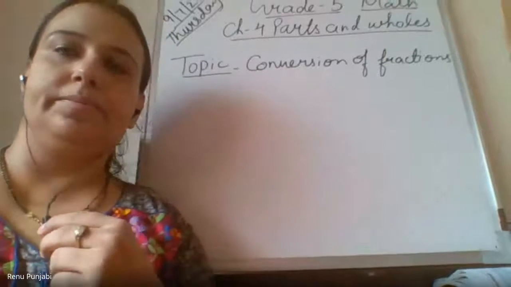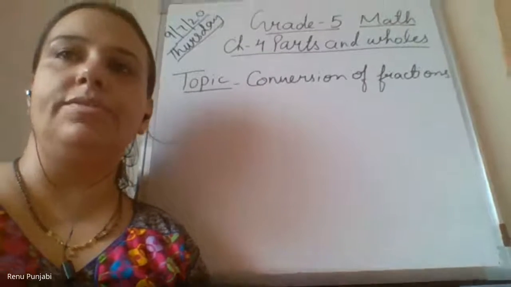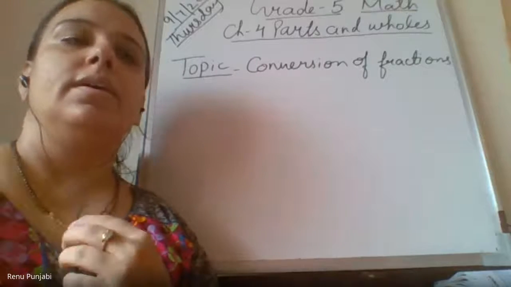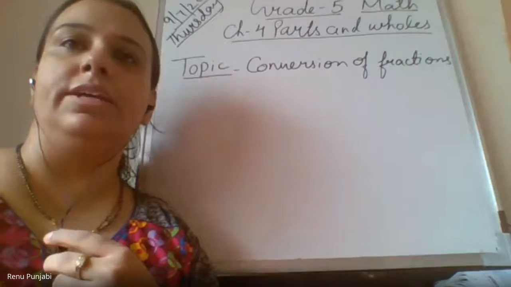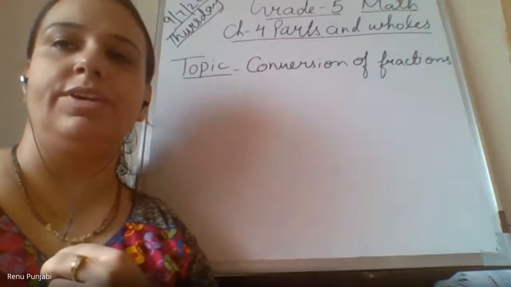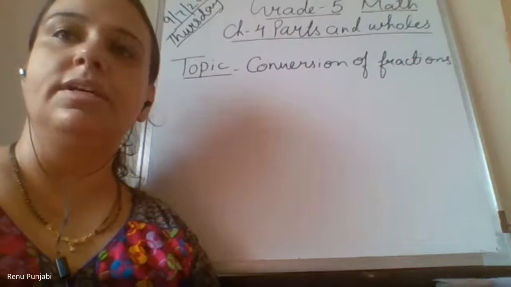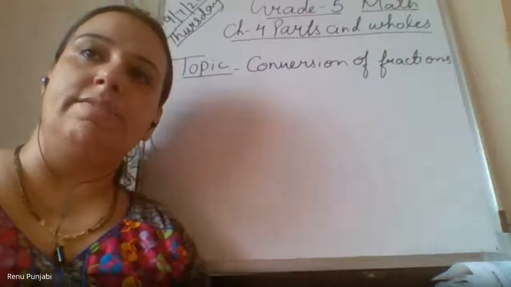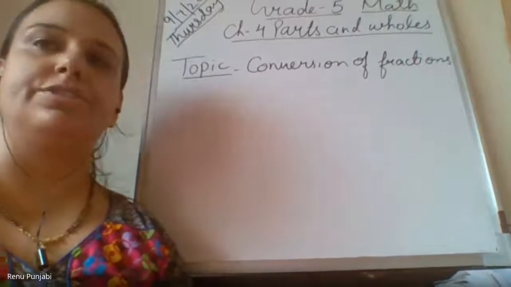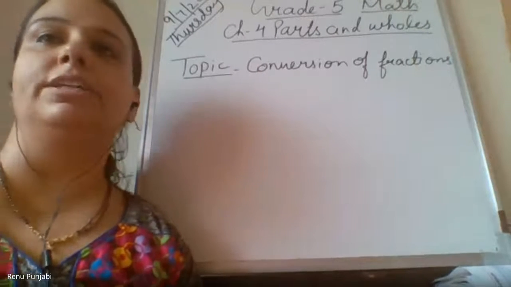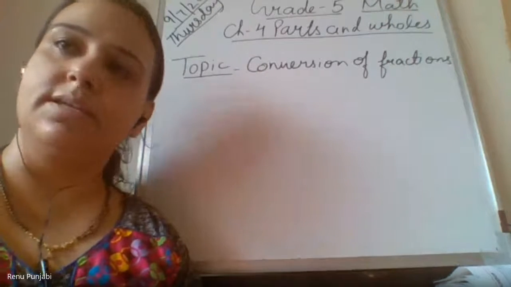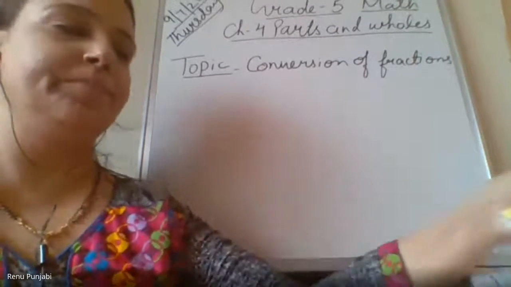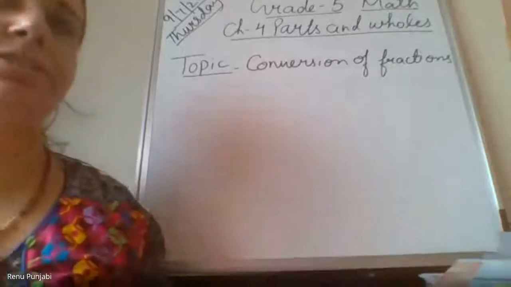Good morning, children. As you all know, we are doing Chapter 4, Parts and Wholes. We have done the introduction, what is a fraction. Then we learned the different types of fractions. Then we learned how to find equivalent fractions. Today our topic is conversion of fractions. We need to convert fractions from improper to mixed, and from mixed to improper. Now let us see how to convert the given fraction.